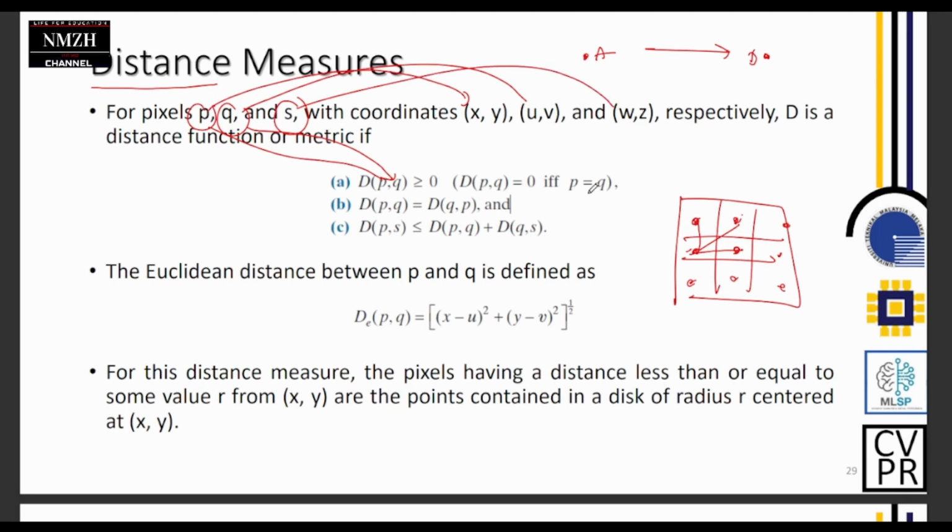There must be three requirements obeyed for a distance function, where we have P and Q. The distance of P and Q is larger than or equal to 0, and it is 0 only if P and Q are the same. That is the first requirement. The second requirement is that if we swap P and Q, like 2, 1 and 1, 2, the distance is the same. Okay, example.